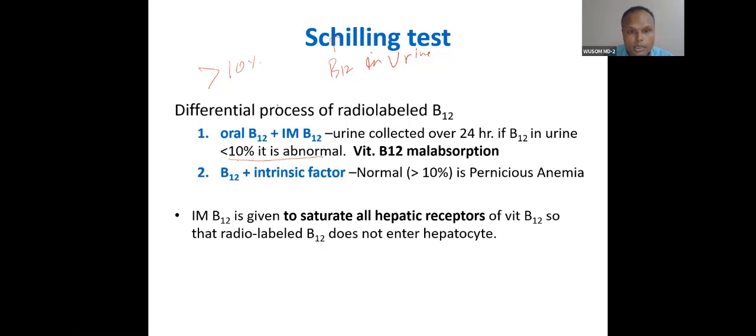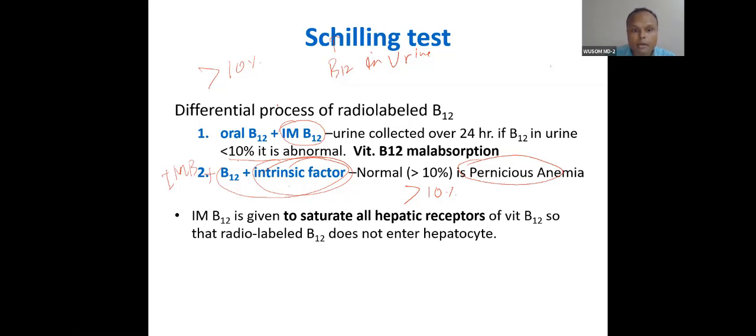So next you do it with intrinsic factor. You add intrinsic factor with vitamin B12, and in this condition also you have to give intramuscular vitamin B12. If you give intrinsic factor plus vitamin B12 at the next appointment, and the absorption is more than 10%, then you will understand it is because of pernicious anemia. So this is how you can diagnose the cause of vitamin B12 deficiency. So this is called the Schilling test.